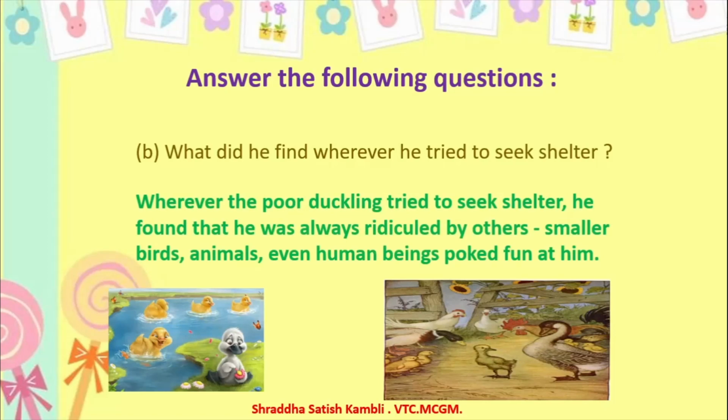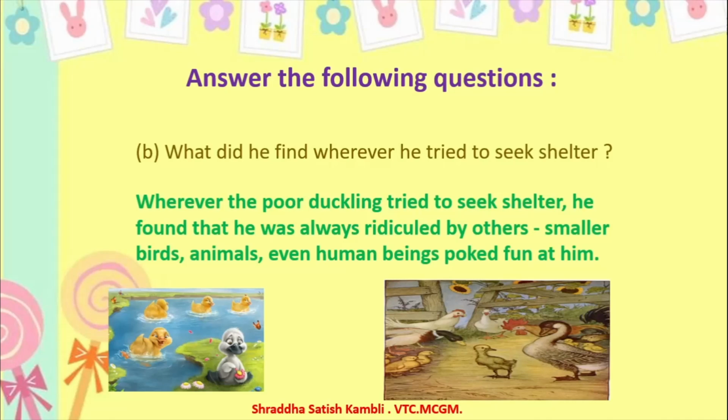So wherever the poor duckling tried to seek shelter, what did he find? He was always ridiculed. Ridiculed means people used to always make fun of him. Okay? The smaller animals, the smaller birds, sometimes even human beings used to make fun of him. See in this picture, his own brothers and sisters are teasing him, isn't it? And in the other picture, many other animals are also making fun of him. So our poor duckling was always sad.